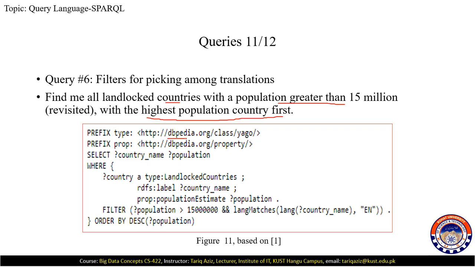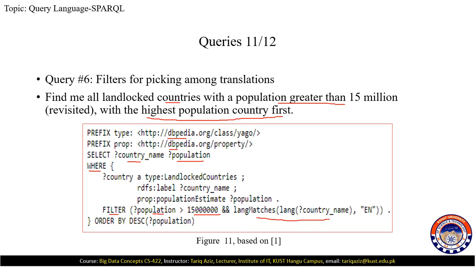Again, the same data graphs. In select, we want to extract two types of information from the data set: the country name, so I mentioned the country, and the population of the country, so I mentioned the population. Then in the where clause, just write all these conditions. In the where clause, you have to mention the triples, the subject, predicate, and object, as we did in the previous slides. But in the filter clause, you have to mention that population must be greater than 15 million. And there is another syntax here.